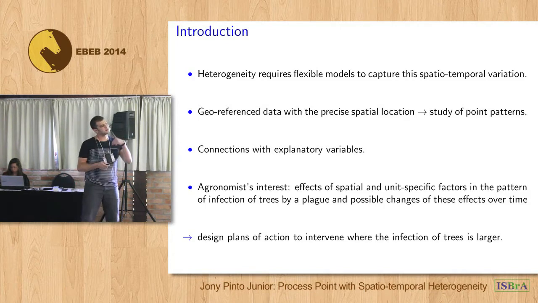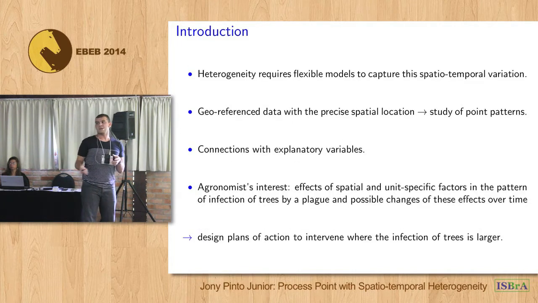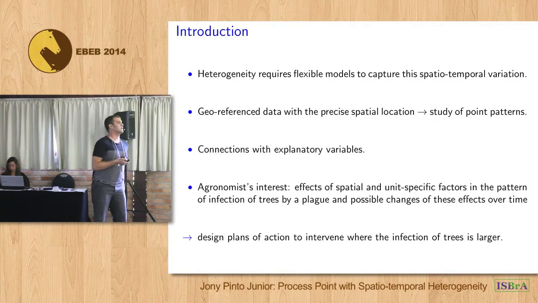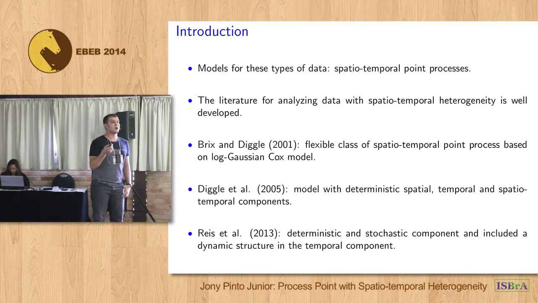For example, in the case of the infections of trees by a plague, the agronomist could be interested in whether there are effects of spatial and unit-specific covariates in the pattern, and whether these effects change over time. With this information, we have to design a plan to intervene where and when the infection of trees is larger. So, the spatial temporal point processes are the models for these types of data.